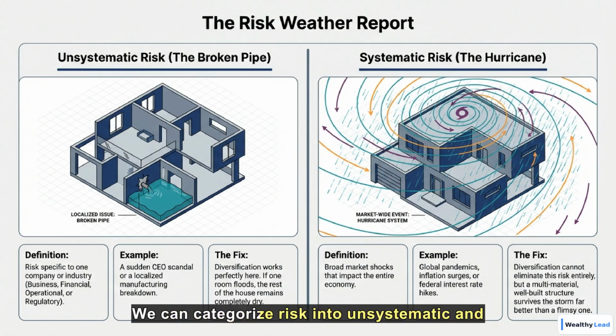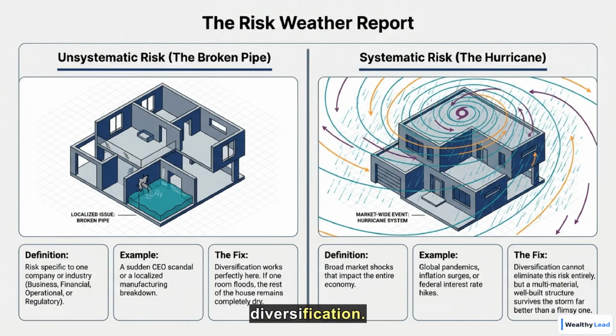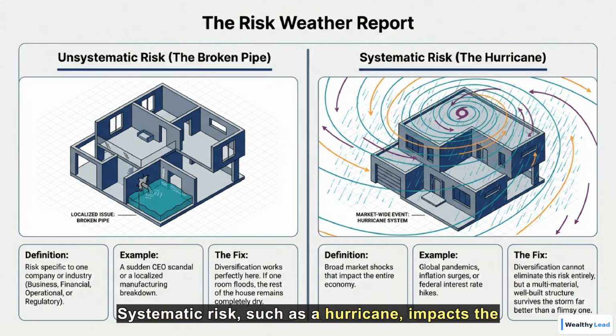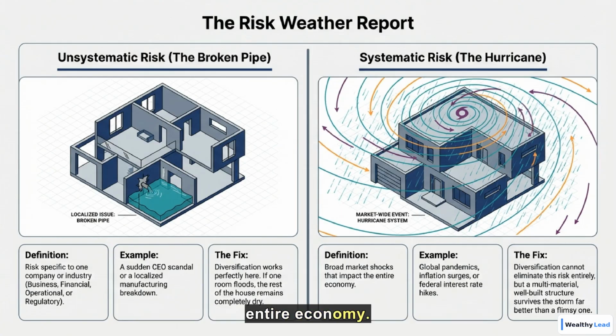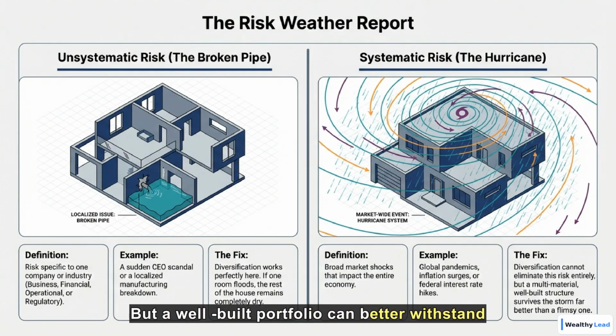We can categorize risk into unsystematic and systematic types. Unsystematic risk is localized, like a broken pipe, and can be mitigated through diversification. Systematic risk, such as a hurricane, impacts the entire economy, but a well-built portfolio can better withstand it.